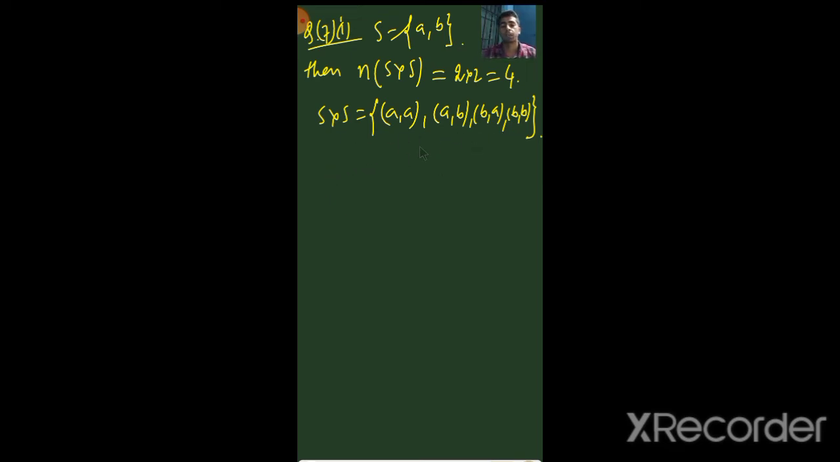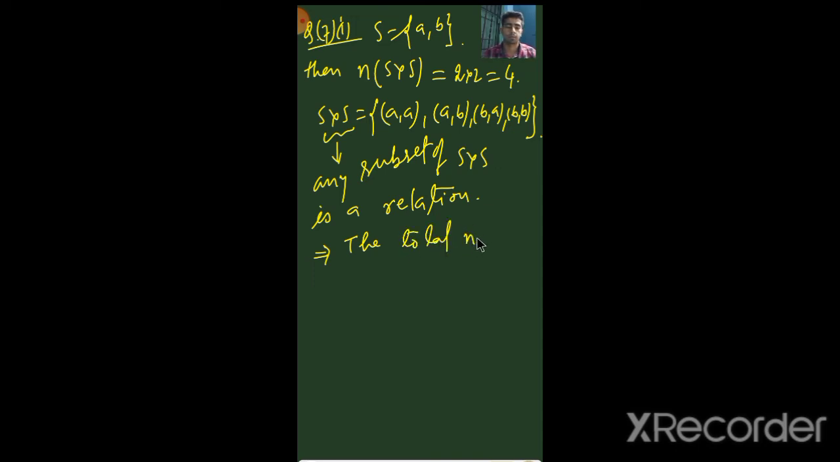So we have to find the total number of relations on S. Any relation on S is a subset of S cross S. That is, any subset of S cross S is a relation, which implies that the total number of relations on S equals 2 to the power 4, which equals 16.